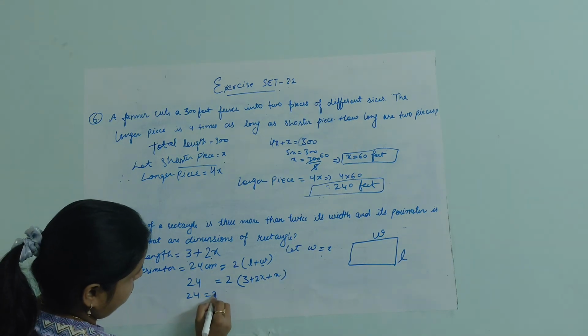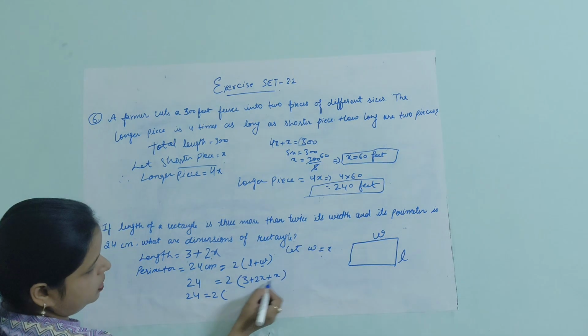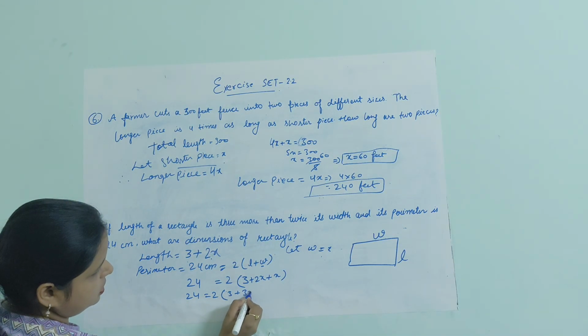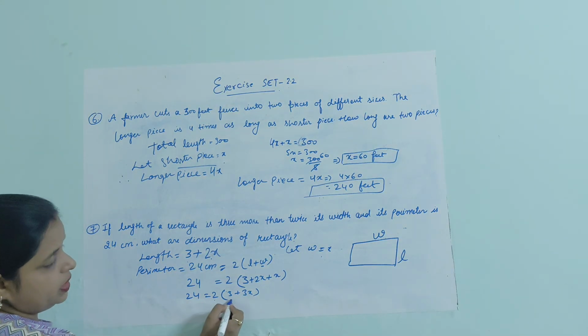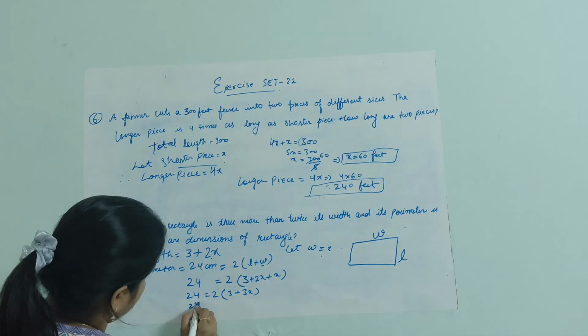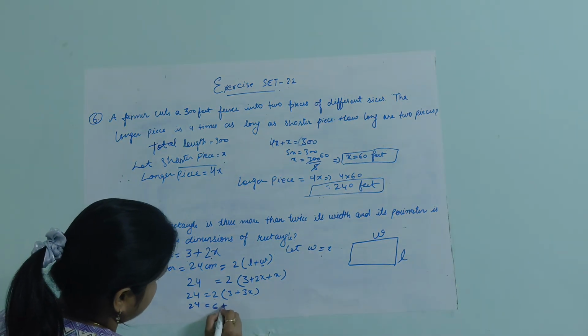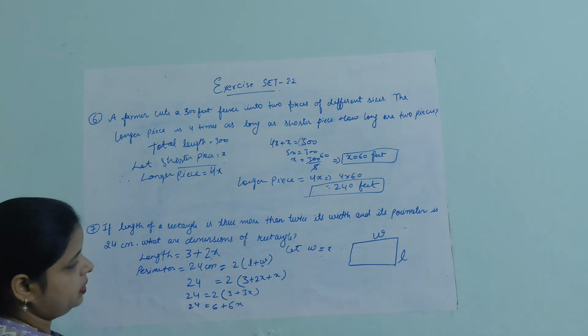This implies 24 equals 3 plus 3x. This 2 is in multiplication with both. So 24 equals 6 plus 6x. Correct?